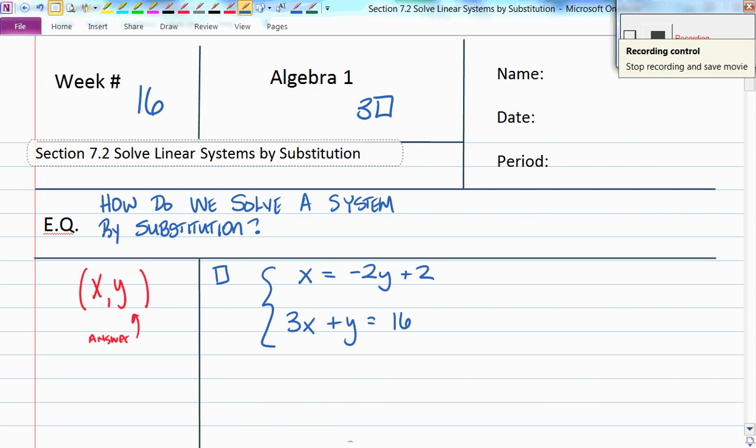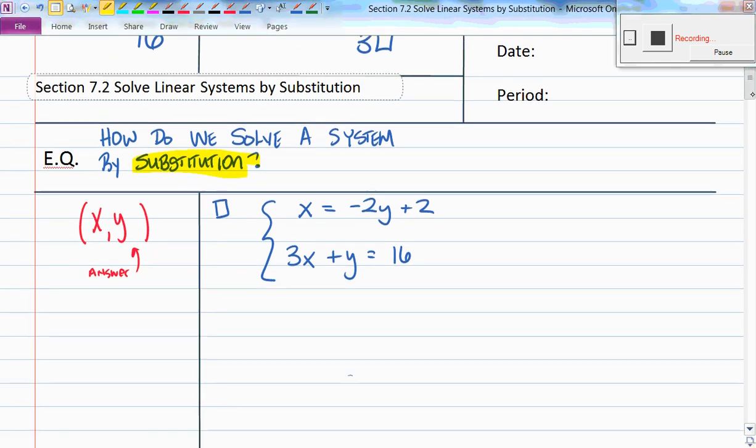Alright, for section 7.2, we need to solve linear systems by substitution. And yesterday we talked about how to graph a system of equations and figure out the solution by looking at the graph where the two lines intersect. And today we're going to figure out a new technique called substitution, and we're going to look at how this works for us.